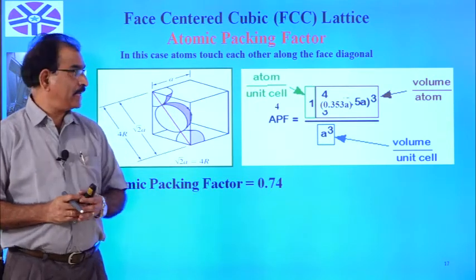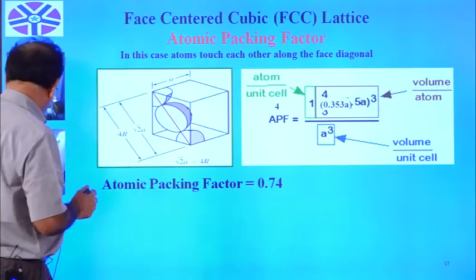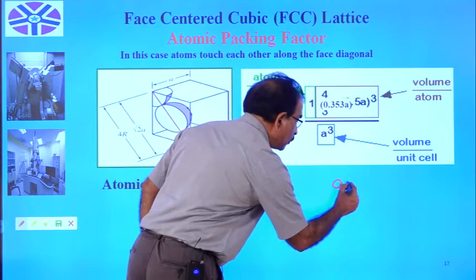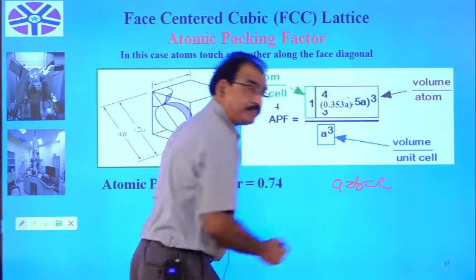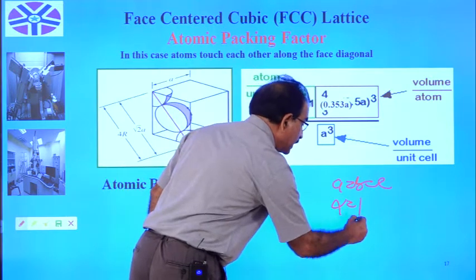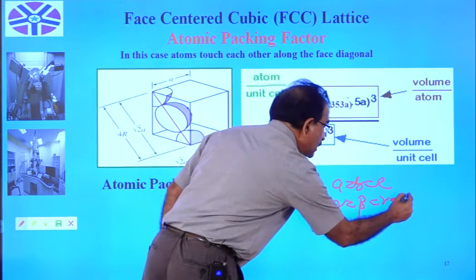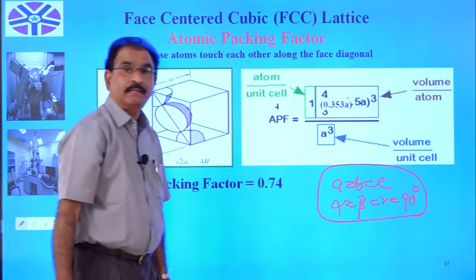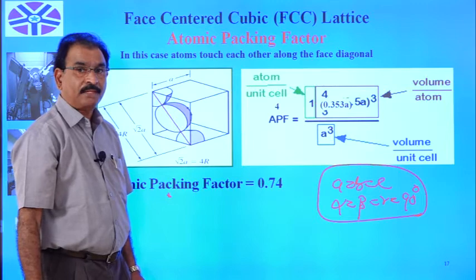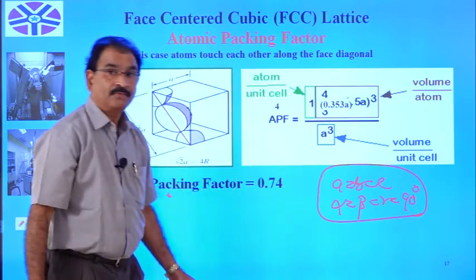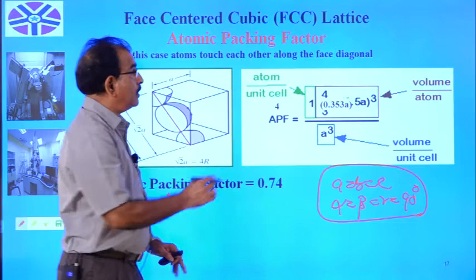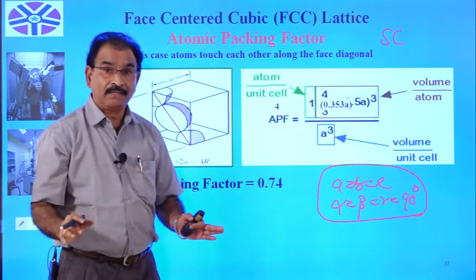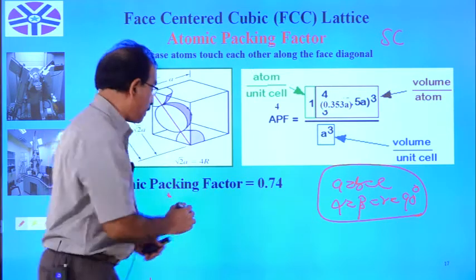Let me summarize once again the cubic system. What is the meaning of cubic system? Cubic system means where A equal to B equal to C, alpha equal to beta equal to gamma equal to 90 degrees. These are the lattice parameters of cubic system. With these features, we have 3 lattices. One is simple cube. This is also called a primitive cell. What is the meaning of primitive cell?